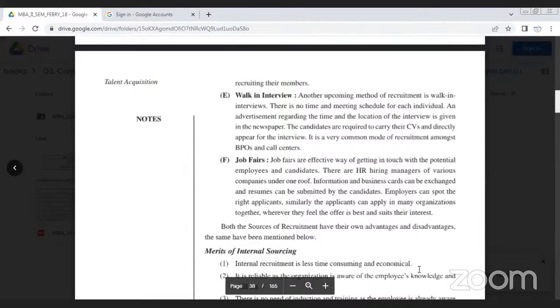Walk-in interviews. Another incoming method of recruitment is walk-in interviews. There is no time and meeting schedule for each individual, and an advertisement regarding the time and the location of the interview is given in the newspaper. The candidates are required to carry their CVs and directly appear for the interviews. It is a very common mode of recruitment amongst BPO and sales centers.